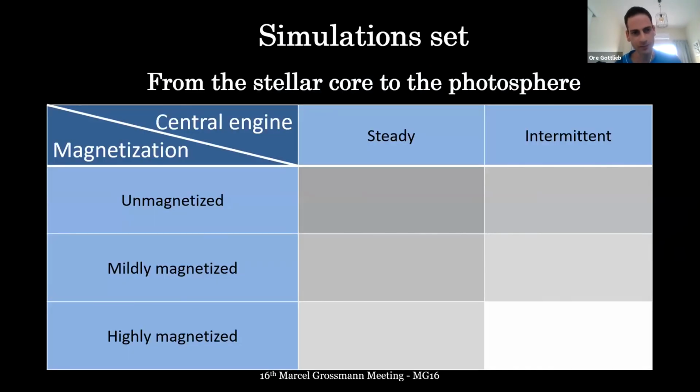to summarize, the parameter space that we focused on is spanned by two parameters. The first is the central engine activity. It can either be steady or intermittent.